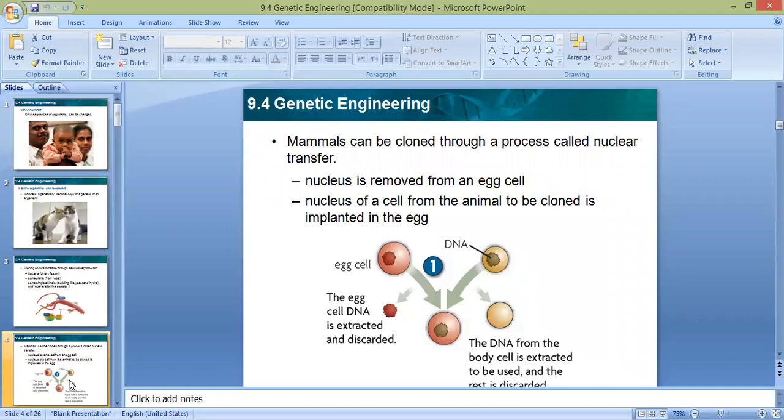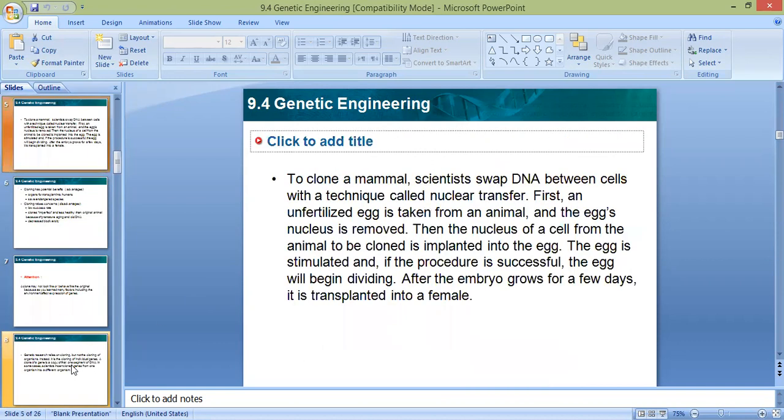It can be cloned by a process called nuclear transfer, by removing the nucleus from an egg, and the nucleus of a cell from the animal to be cloned is implanted inside. First, an unfertilized egg is taken from an animal. The nucleus is removed, then the nucleus of the cell from the animal to be cloned is implanted. Then the egg is stimulated. If the procedure is successful, the egg will begin dividing, and after the embryo grows for a few days, it is transplanted into a female.